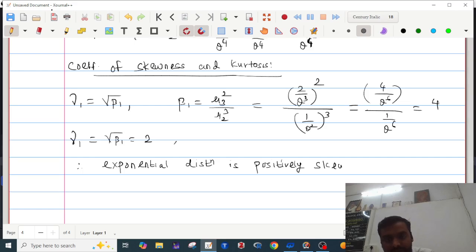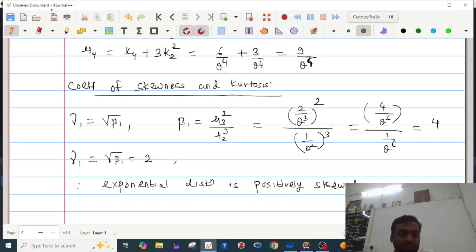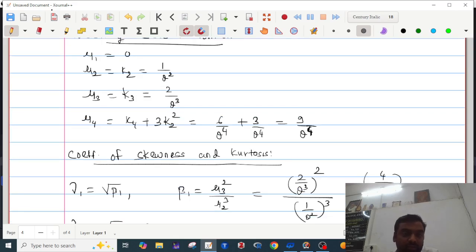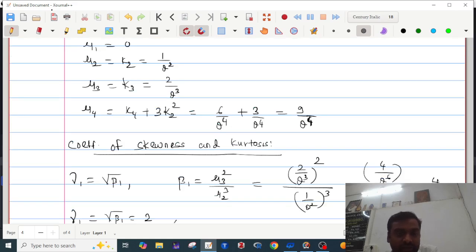And also we can discuss the sign of this gamma 1 on the basis of this mu 3 only. Mu 3 is 2 upon theta cube. So with the help of this mu 3, we can interpret the nature of the distribution. We know that theta is positive, therefore this 2 upon theta cube is also positive. So from here also we can interpret that the exponential distribution is positively skewed.